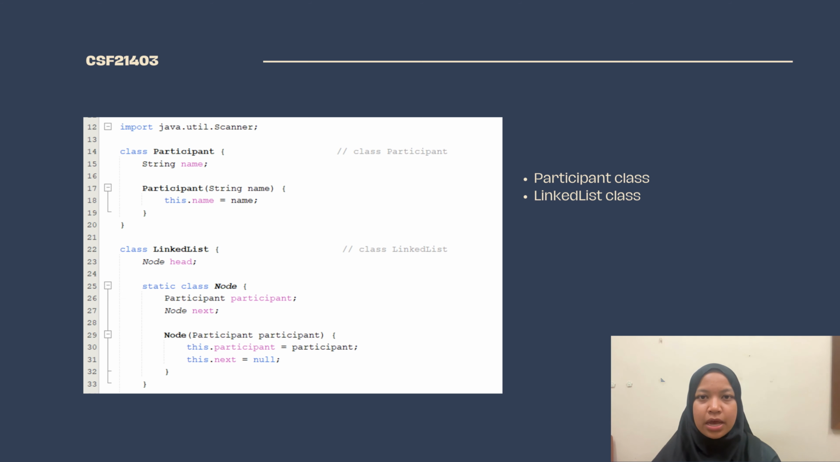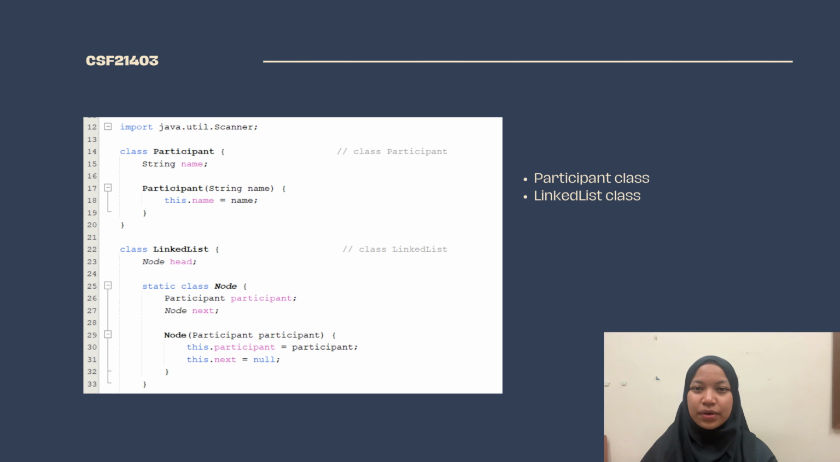This project required us to explain about our system, documentation, and Java program code. Firstly, as you can see in this slide, there are participant class and linked list class. Figure 1 shows that the participant class is a representation of a training system participant. The participant name is kept in the name variable. The participant linked list is represented by the linked list class. The initial node in the list is kept track of by the variable head.